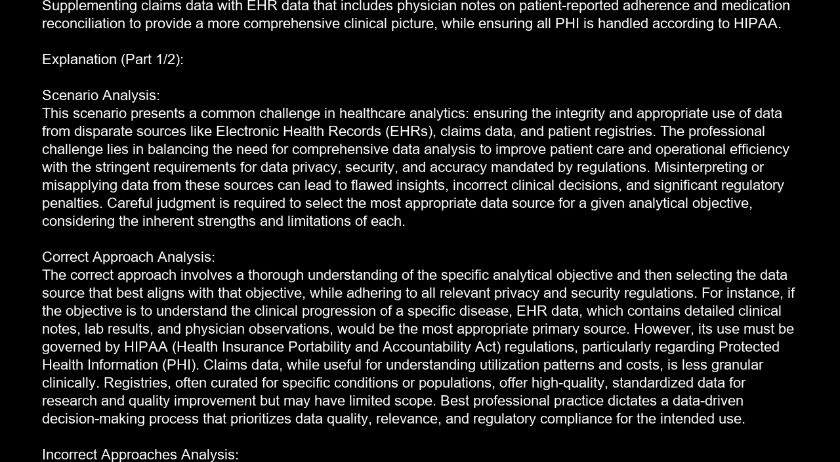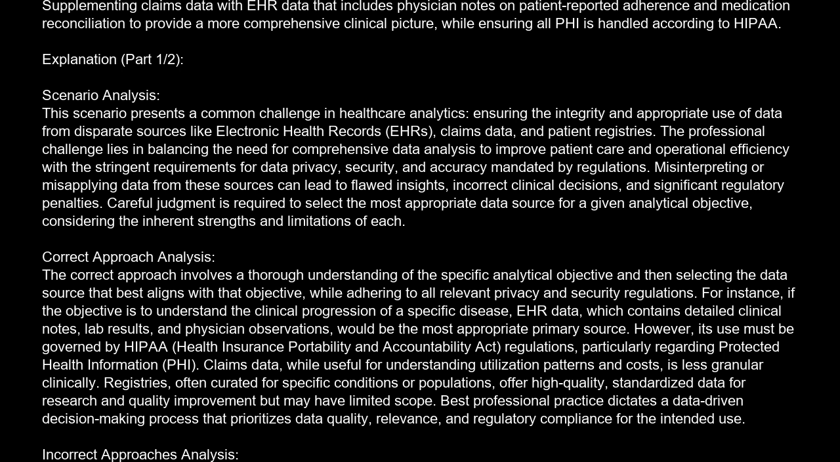The correct answer is B. Supplementing claims data with EHR data that includes physician notes on patient-reported adherence and medication reconciliation to provide a more comprehensive clinical picture, while ensuring all PHI is handled according to HIPAA.